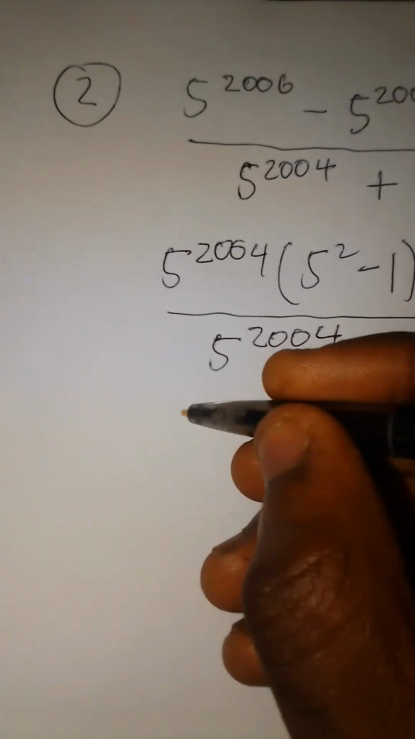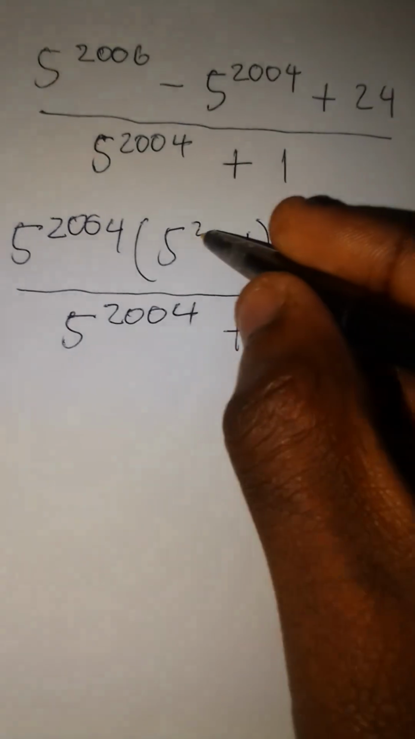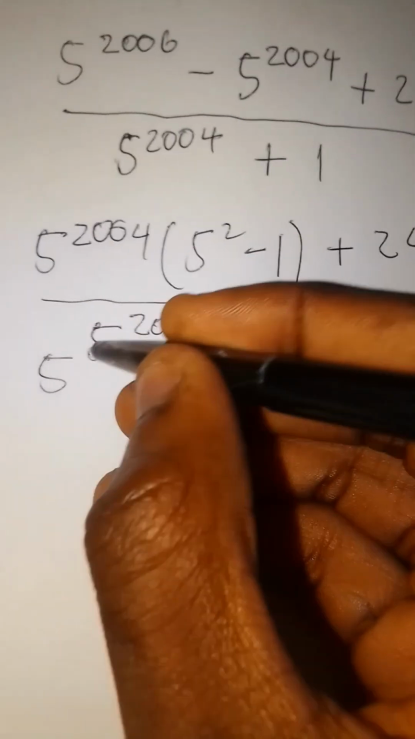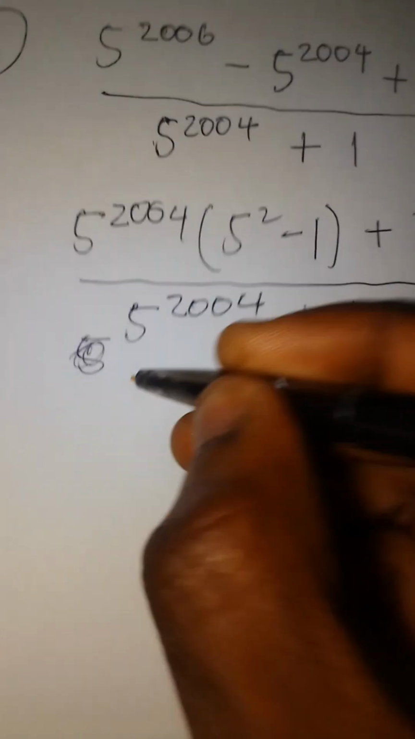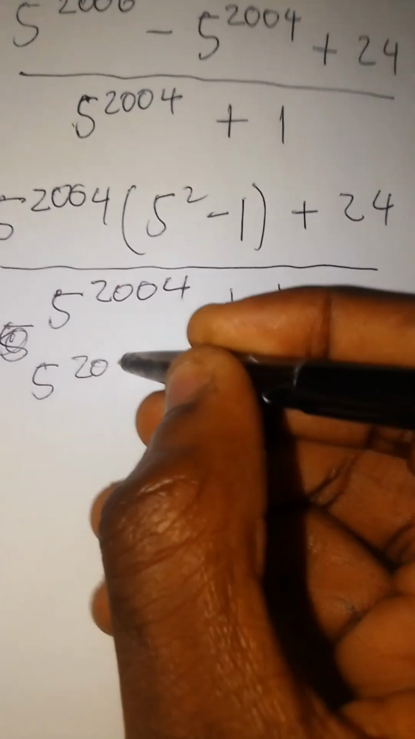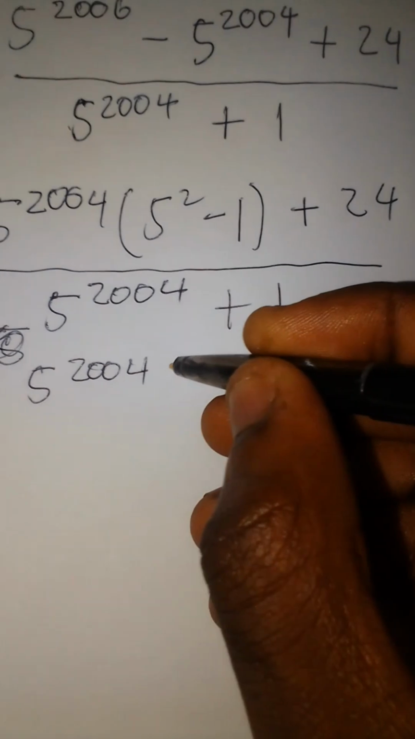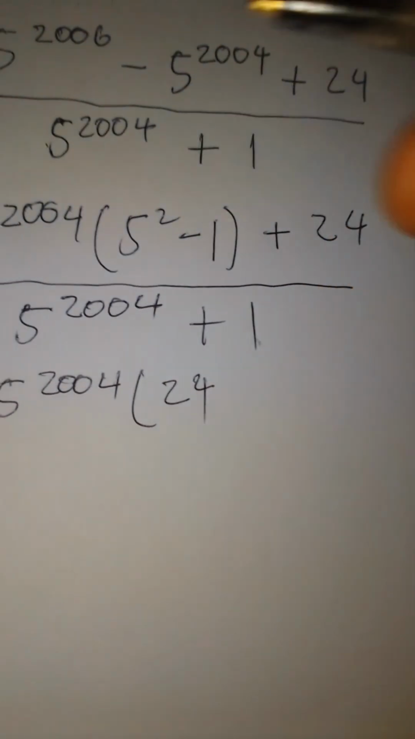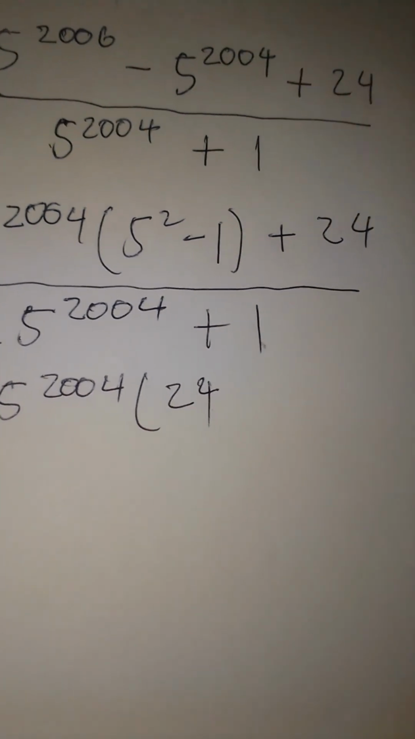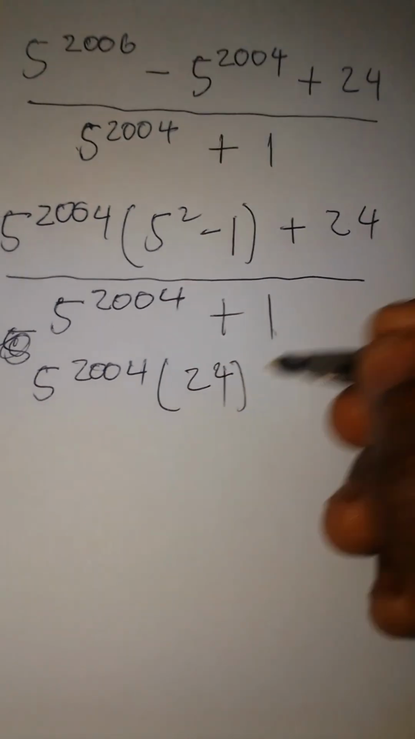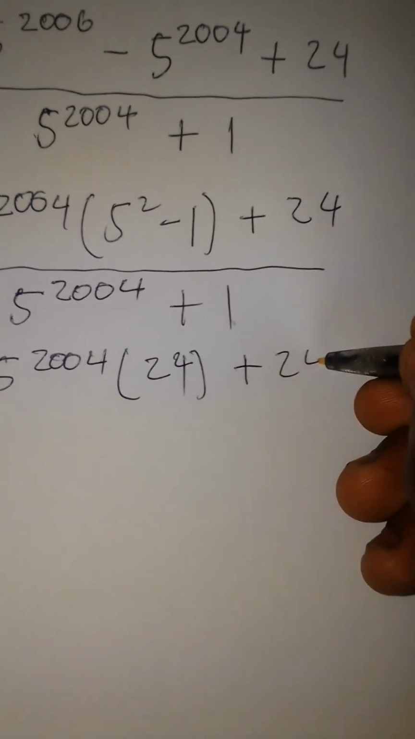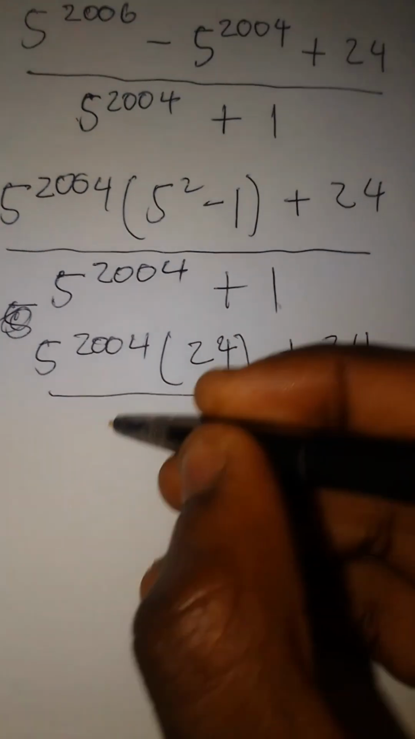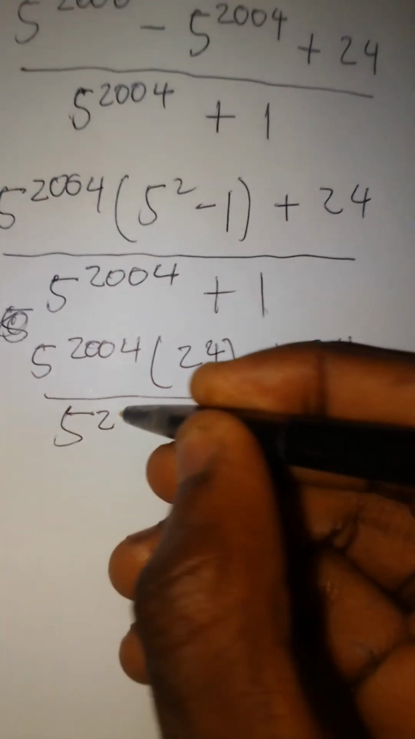The first thing to do, we can first change this. This is going to give you 5 to the power of 2, which is 25, minus 1, which gives me 24. So this is 24 times 5 to the power of 2004 plus 24, over 5 to the power of 2004 plus 1.